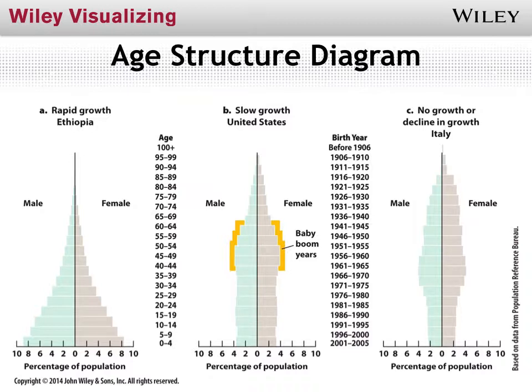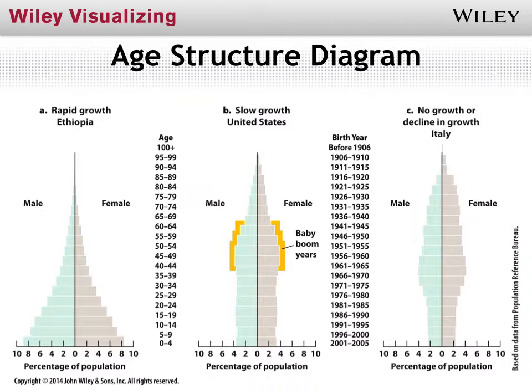Again, you compare that to a country where the growth has slowed, hasn't stopped completely, but it's slowed. And you can notice the bulge there that's highlighted as being the baby boom years. The people that were born from, say, the late 1930s, 40s through the 1950s and into the early 1960s, sort of the post-war baby boom.